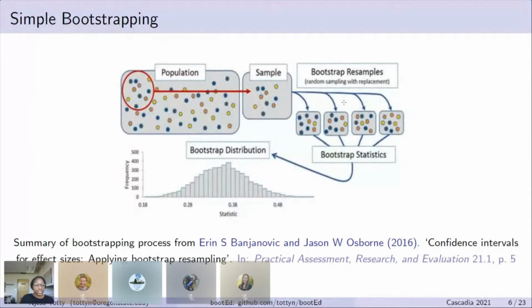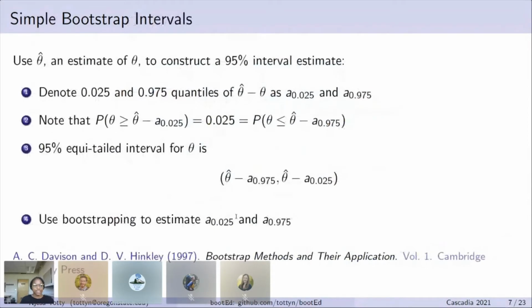Now, for each of these resamples, they are the same size as our original sample, and sampling is done with replacement. And these resamples are called the bootstrap resamples. From each bootstrap sample, we then calculate the statistic of interest, and these are called bootstrap sample statistics. And the bootstrap sample statistics make up the bootstrap distribution, and this can be used to estimate the sampling distribution of the original estimate. So how is this useful for constructing interval estimates?